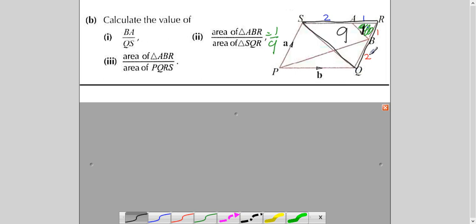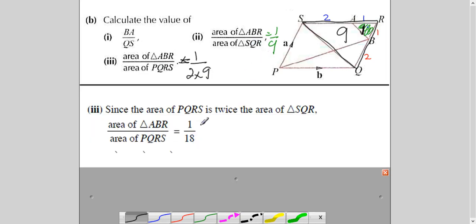Isn't this whole parallelogram double of this SQR? I'm repeating, this parallelogram is double of SQR, SQR being half of the parallelogram. So to answer this question, it is 1 to 2 into 9, because this will remain the same, only this area will be doubled because of this understanding. So you will write 1:18 or 1/18. I hope it makes sense to you.